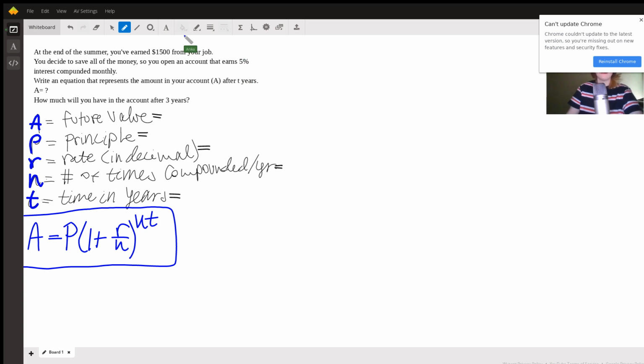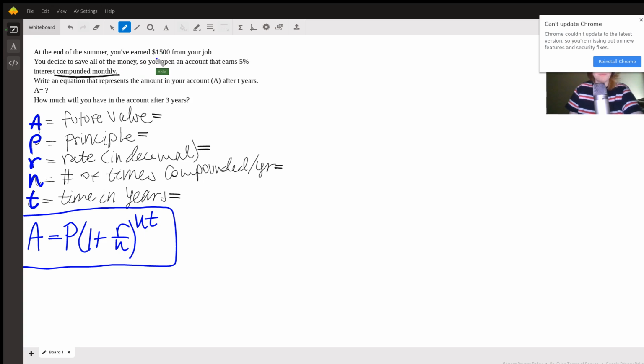The reason why I chose this equation here, A equals P times 1 plus r over n to the power of nt, is because it has the keyword compounded monthly. So if you ever see compounded monthly, compounded yearly, compounded daily, anything but compounded continuously, you'll use this formula here. Compounded continuously is a slightly different formula. So what we'll do is we'll just pick out all the values first.